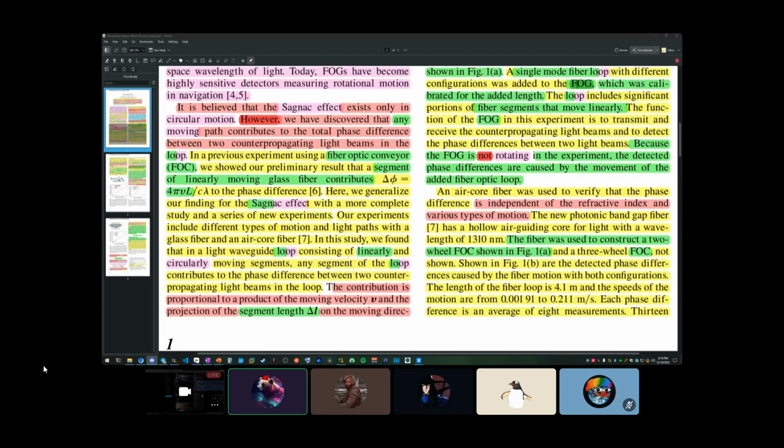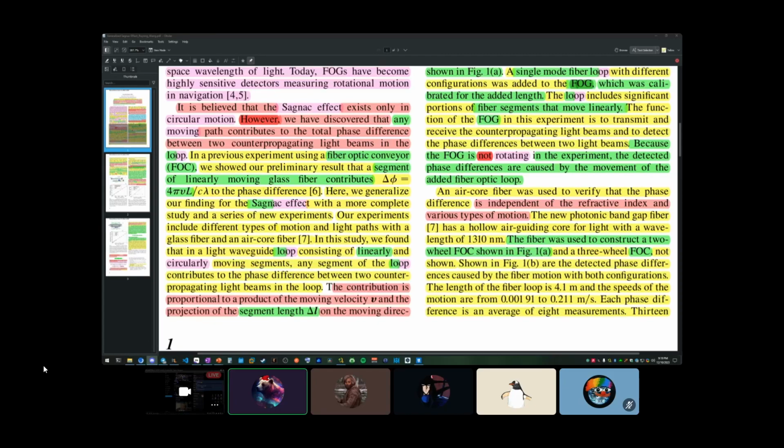So let's see here. Let me hit this a couple more times. So the contribution is proportional to a product of the moving velocity v and the projection of the segment length delta. I don't even know some of the symbols. See, that's where it gets me, is I don't know all the symbols.